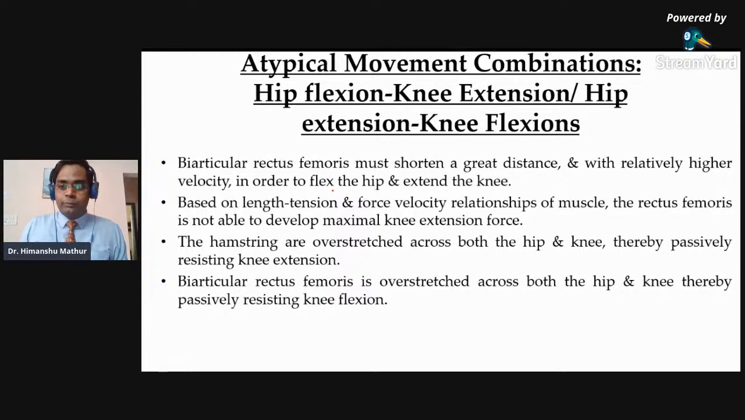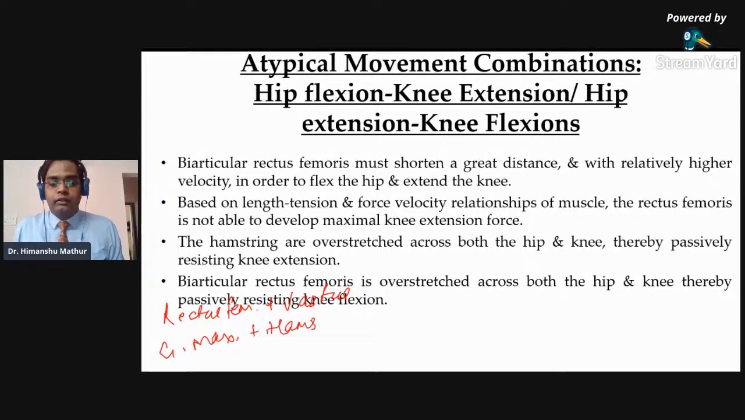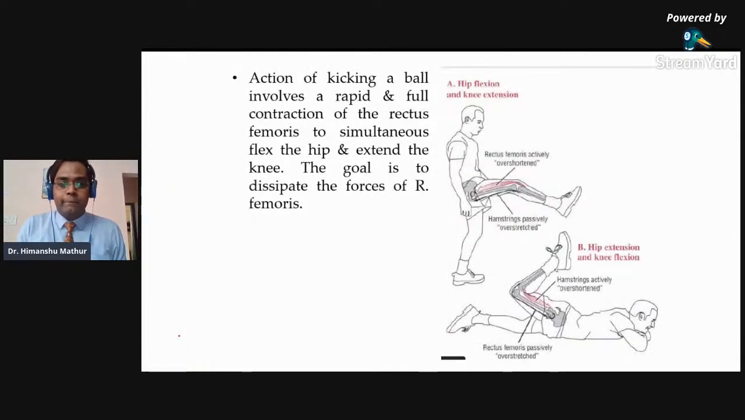You must have learned two force couples. That is, one is rectus femoris plus vastus, and your gluteus maximus plus hamstring. Okay, they cause hip flexion, knee extension. They cause hip extension, knee flexion. All right, easy, I think. This is what I was talking about. The action of kicking a ball involves rapid and full contraction of the rectus femoris to simultaneously flex the hip and extend the knee. The goal is to dissipate the forces of the rectus femoris. That is what we were talking about.